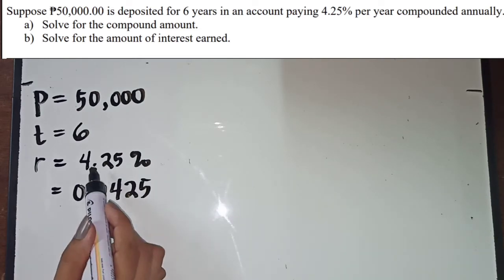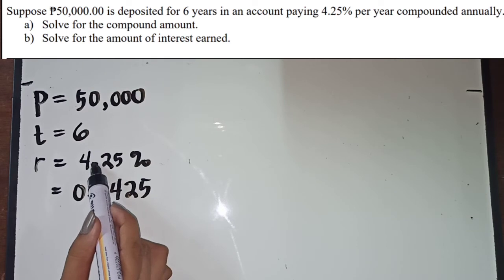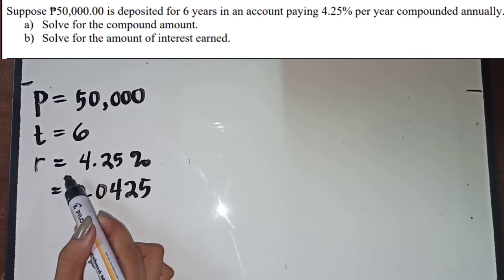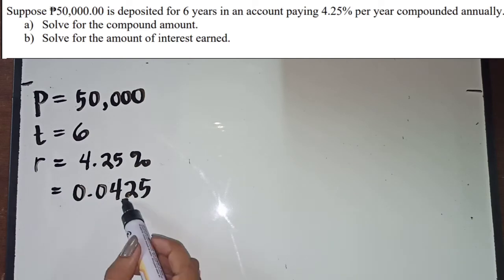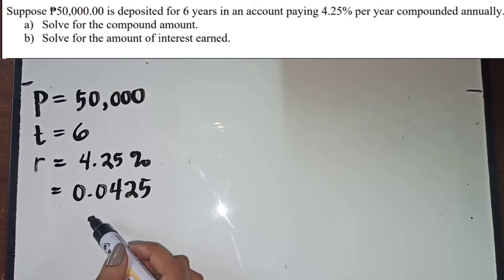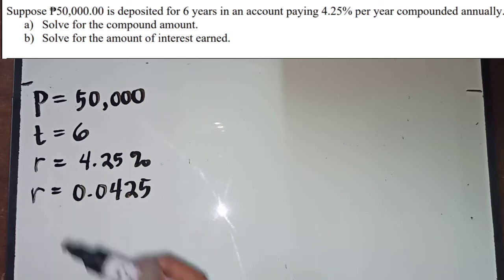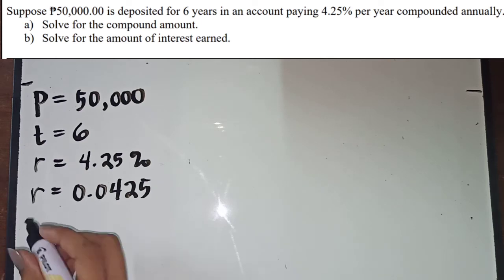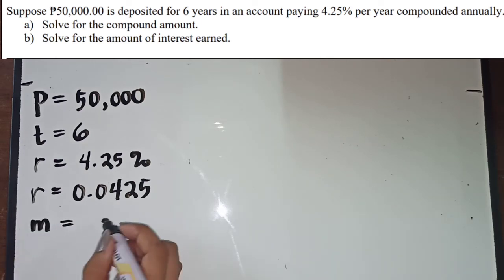Or just simply move 2 decimal places papunta sa kaliwa. So, 1, 2. So we have 0.0425. This will serve as the value of our R. Okay, so next, what will be the value of our M? We said that M is the number of compounding periods per year. So yung nasa given natin, sinabi po dito that compounded annually. Therefore, the value of our M is 1.